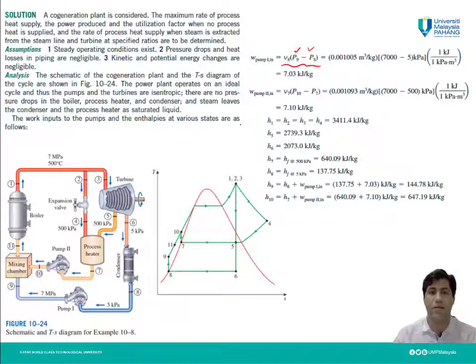To find this specific volume for the working fluid, which is water here, we need to refer to the table for saturated water with this pressure, because we are going to find this. So the pressure here is 5 kilopascal, and we also know it is saturated liquid.